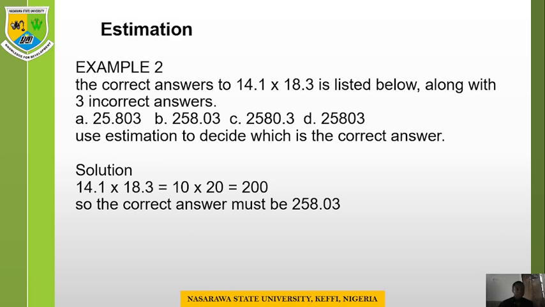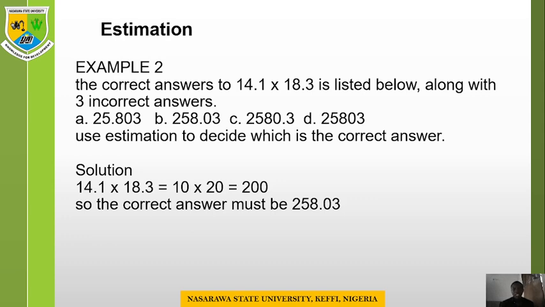Solution. 14.1 times 18.3 is equal to, now 14.1 to one significant figure will give us 10. Remember, we treated significant figures last week. If you visit the video, you will understand what I'm saying. And the next one is 18.3. To one significant figure will give us 20. So 10 times 20 is equal to 200.